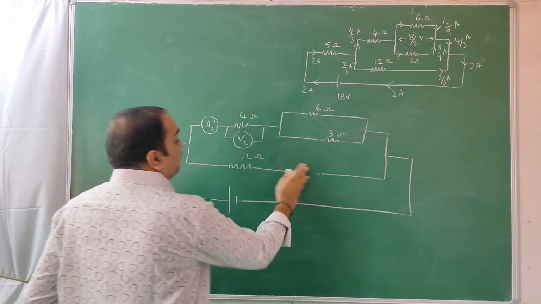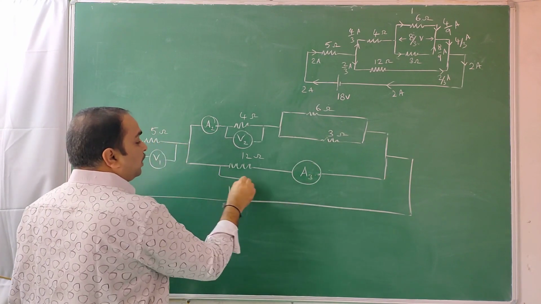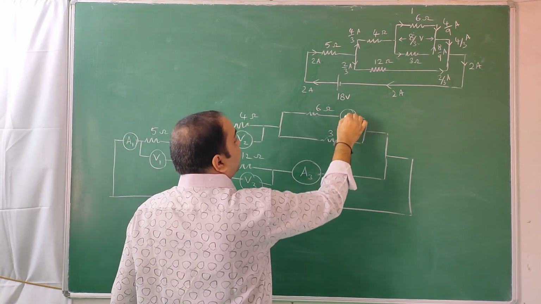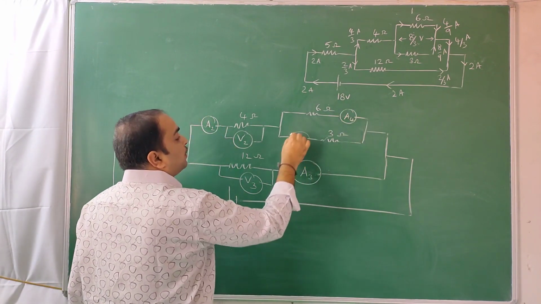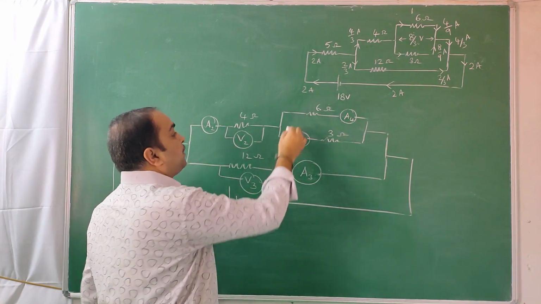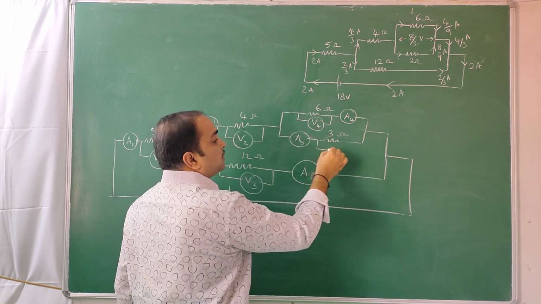So again you can have an ammeter here. You can put it here or there. Current in series is the same. So A3, V3. This is A4. This is A5. Ammeter is always kept in series. Voltmeter is kept in parallel. So it is V4. This is V5.